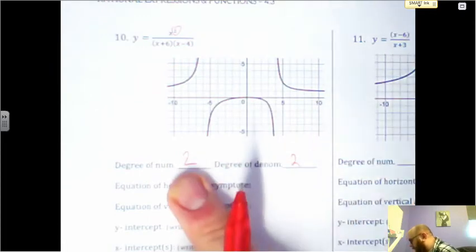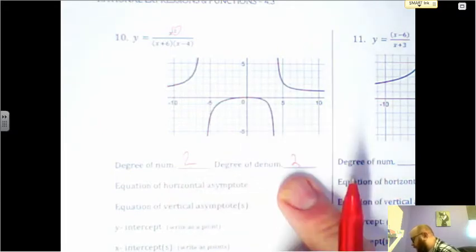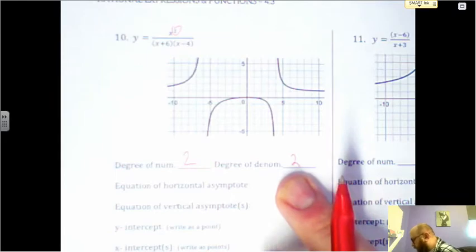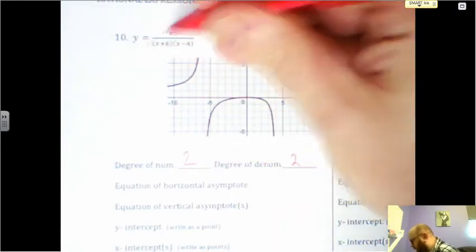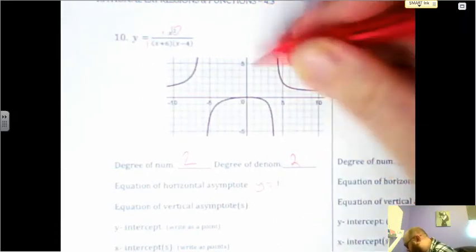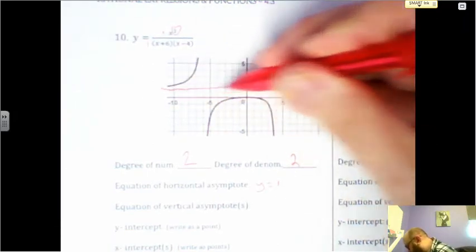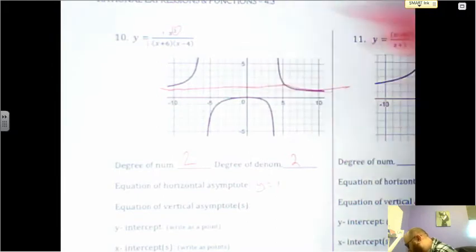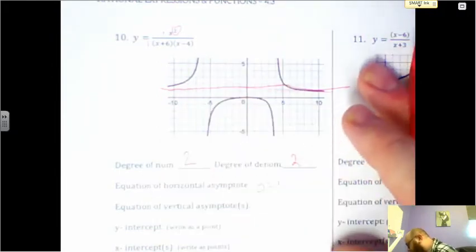And we know from before that when the degrees are the same, the horizontal asymptote is going to be the ratio of the leading coefficients. This would be 1 over 1, so we know that y equals 1 is our horizontal asymptote. And in fact, we can kind of see it. If I could draw better, we could see that that's the case.